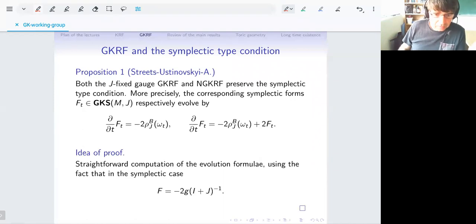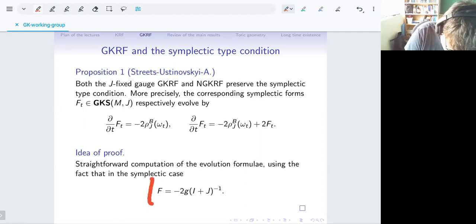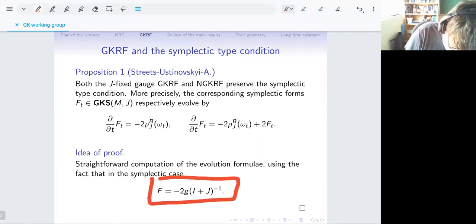This has been established by a brute force evolution formula calculation. The idea is that one of the three definitions of symplectic type requires that I plus J is non-degenerate as a morphism, and then the symplectic form was given by this. So what we did, we just took the flow and we computed the variation along the t derivative of the pieces here, and ended up with this very nice evolution equation.